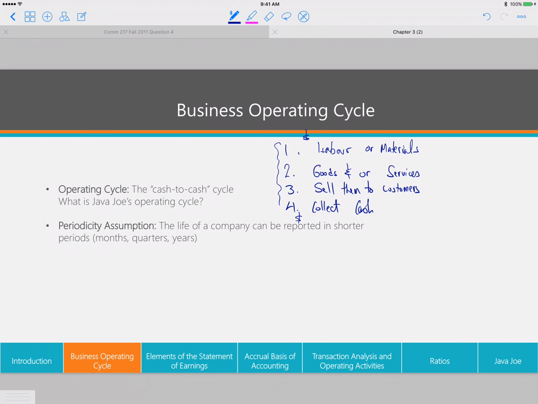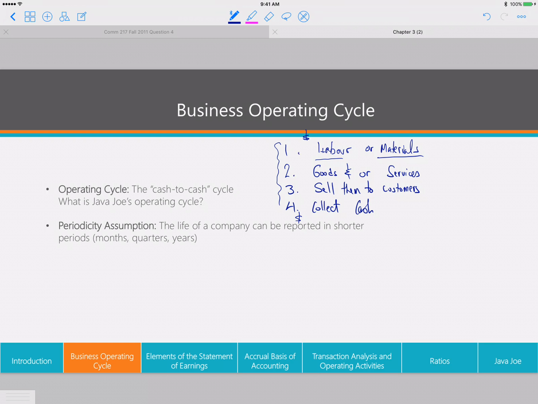So what would Java Joe's operating cycle be? Java Joe would start off, right? They would hire employees, they would buy coffee beans, they would buy milk, maybe they would buy pastries to sell in their coffee shop. Then they would make coffee, they would make lattes, whatever the customers want. Sell it to the customers, collect cash, and repeat. So that would be Java Joe's operating cycle.